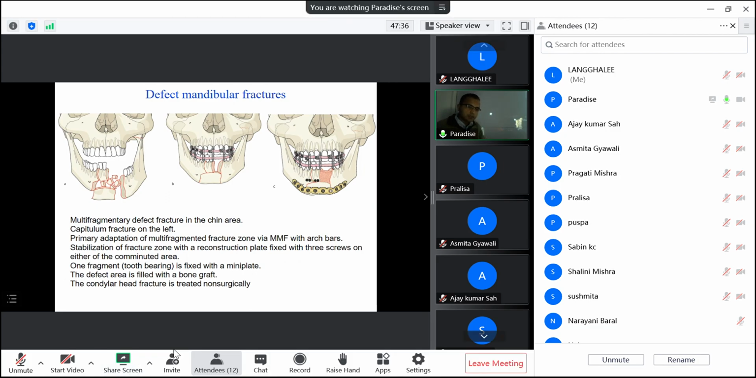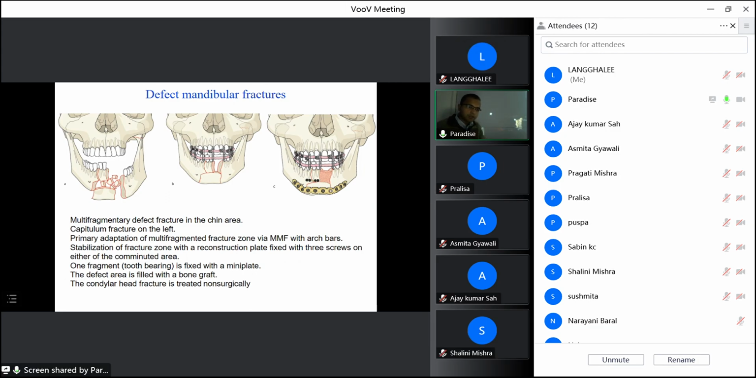Here, multifragmented defect fracture is present in the chin area. Capitular fracture on the left side. Primary adaptation of multifragment fracture zone by a mandibular maxillary fixation with arch bars. Stabilization of the fracture zone with a reconstruction plate fixed with 3 screws on either side of the comminuted area. One tooth-bearing fragment is fixed with a mini plate. The defect area is filled with a bone graft. The condylar head fracture is treated non-surgically.